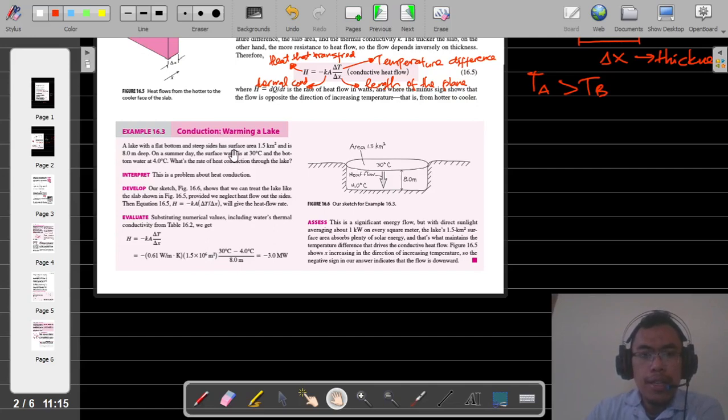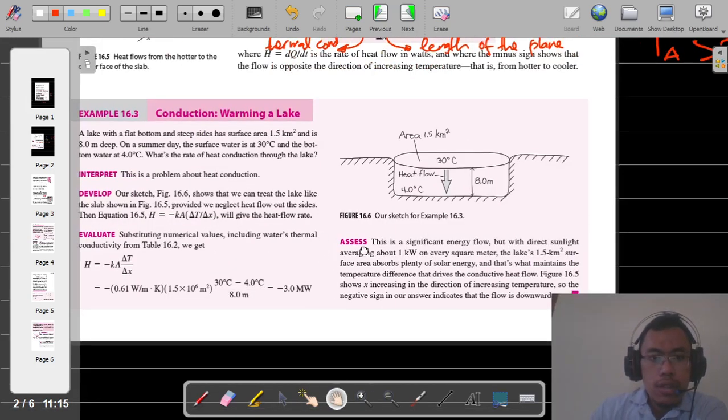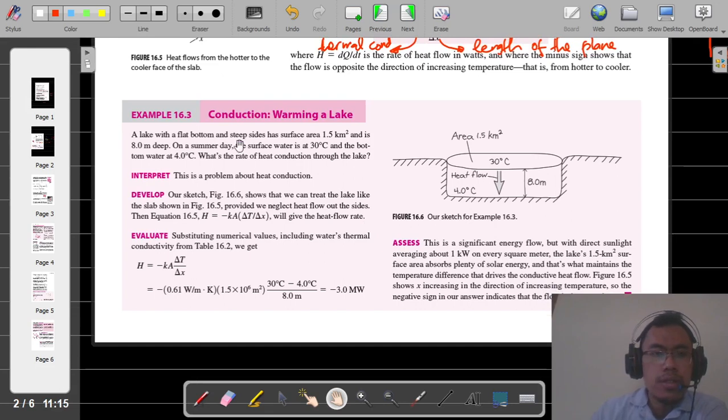Now we are going to apply the concept of conduction to overcome the daily problem. Okay, now we have example 16.3 about the conduction in a warming lake. Let's read the problem first.